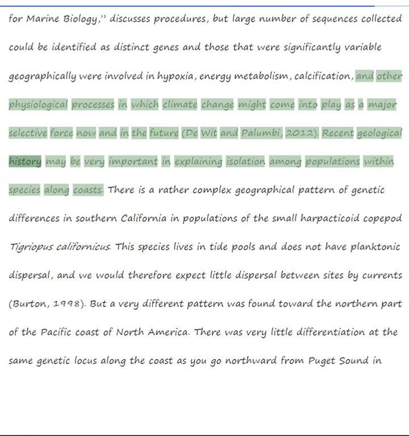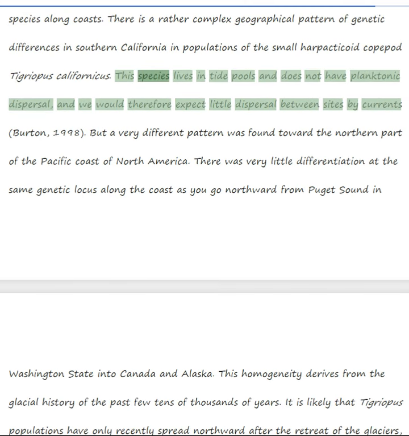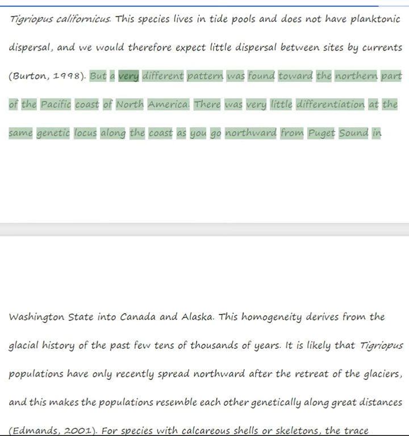Recent geological history may be very important in explaining isolation among populations within species along coasts. There is a rather complex geographical pattern of genetic differences in Southern California in populations of the small harpacticoid copepod Tigriopus californicus. This species lives in tide pools and does not have planktonic dispersal, and we would therefore expect little dispersal between sites by currents. But a very different pattern was found toward the northern part of the Pacific coast of North America.